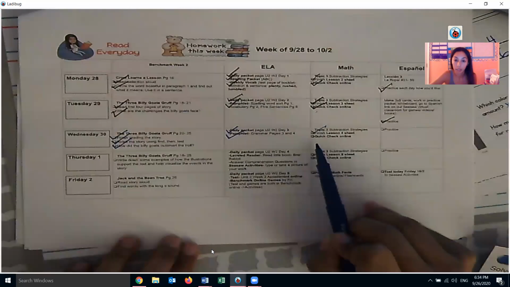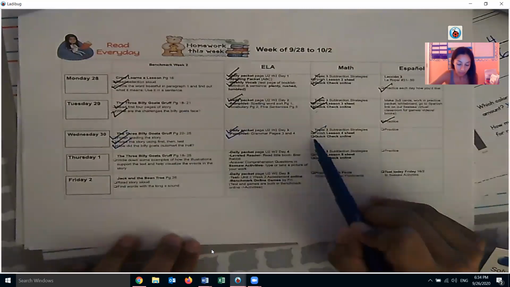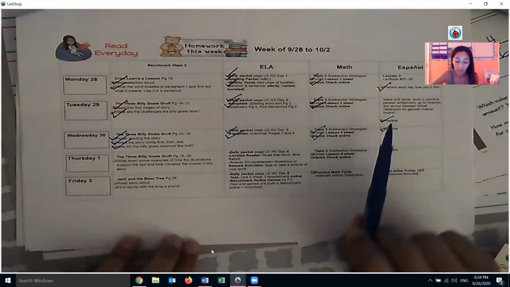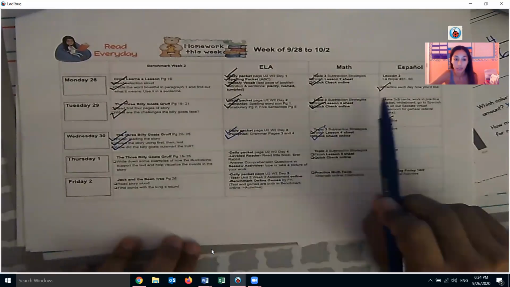All right, so that's topic 3, lesson 4. Please complete your quick check online and practice your español for lesson 3, la ropa en números 31 a 50.